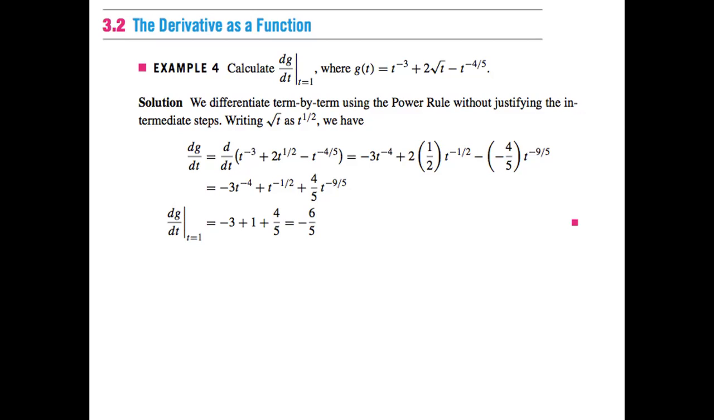So you get minus 4/5 and negative 4/5 minus 1. That's negative 4/5 minus 5/5. So that's t to the negative 9/5. You just clean up the algebra, cancel out those 2's. 2 negative signs make a positive. You get 3t to the minus 4 plus t to the minus 1/2 plus 4/5 t to the minus 9/5.